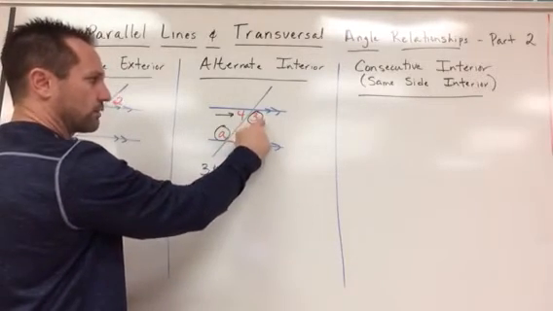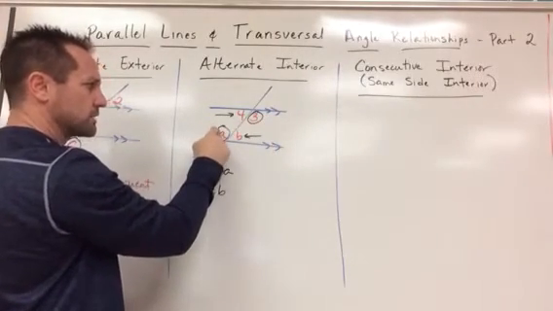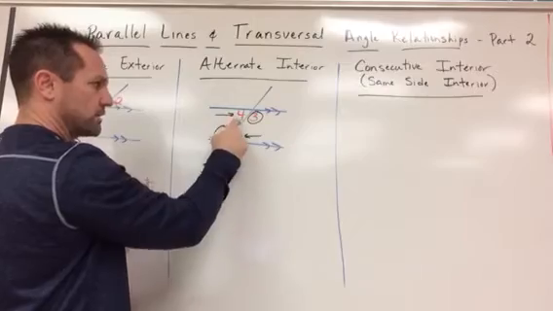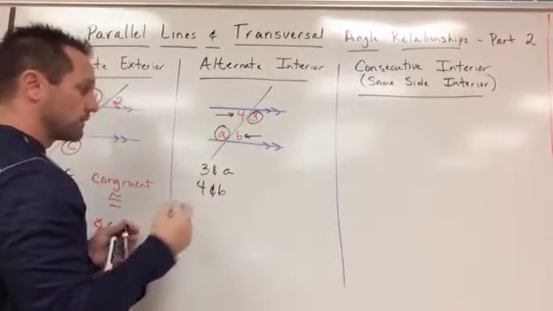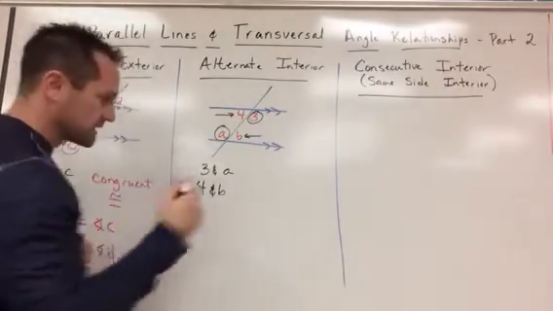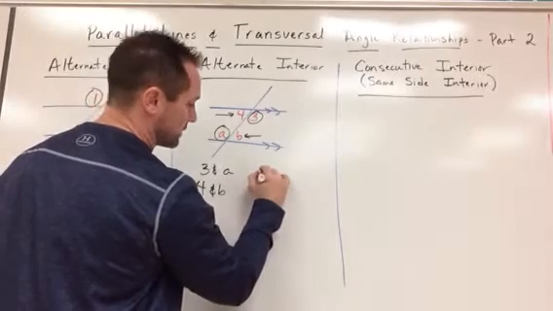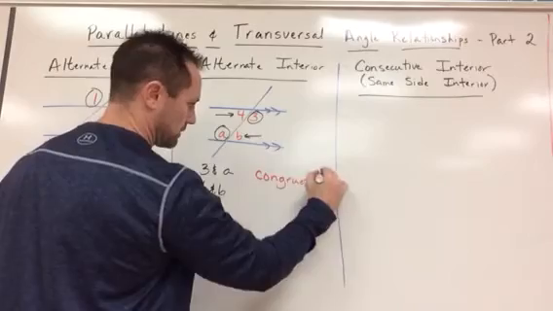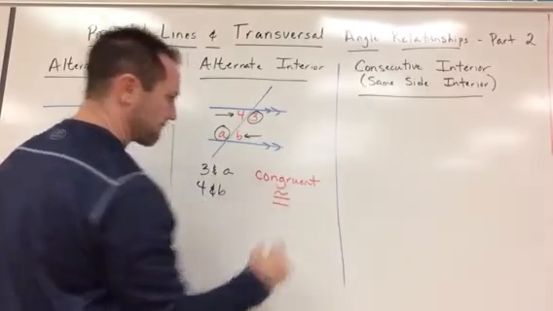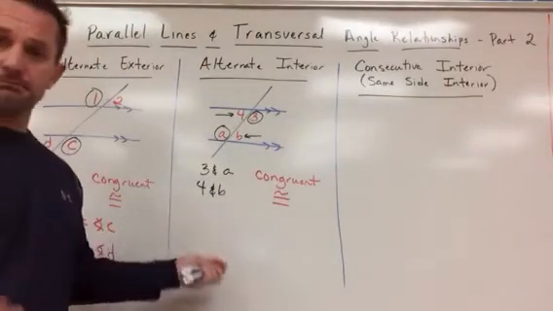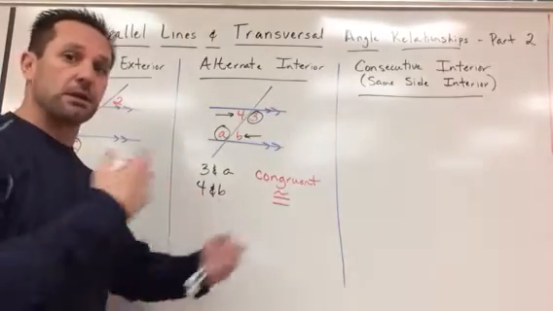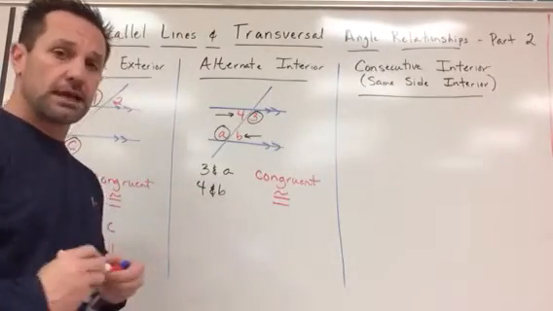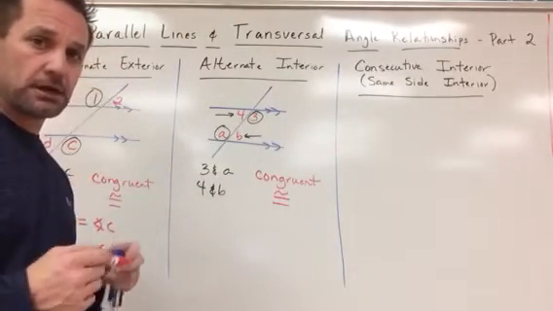And let's look. 3 is obtuse, A is obtuse, 4 is acute, B is acute. So again, we're going to say the same thing as the alternate exterior. These are congruent. And that's it. These become a lot quicker, right? Once we know the language, dramatically faster.